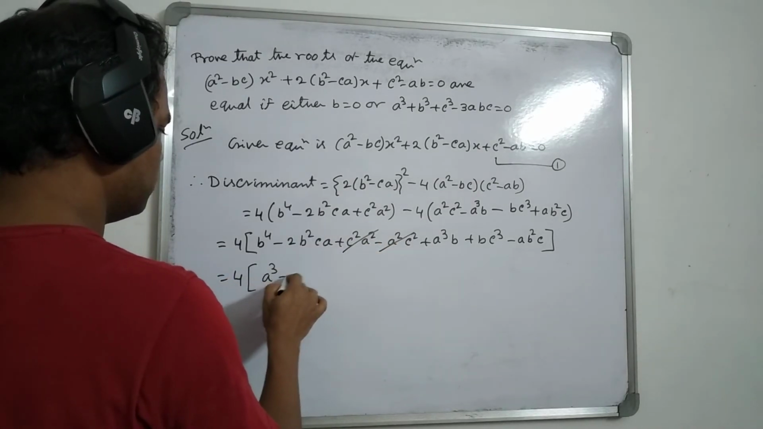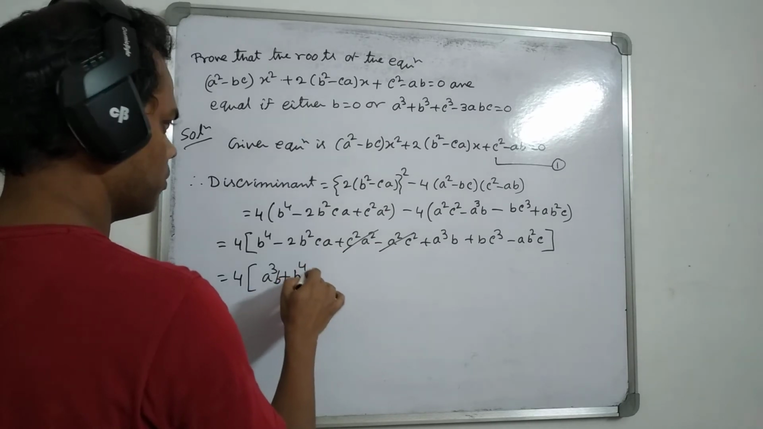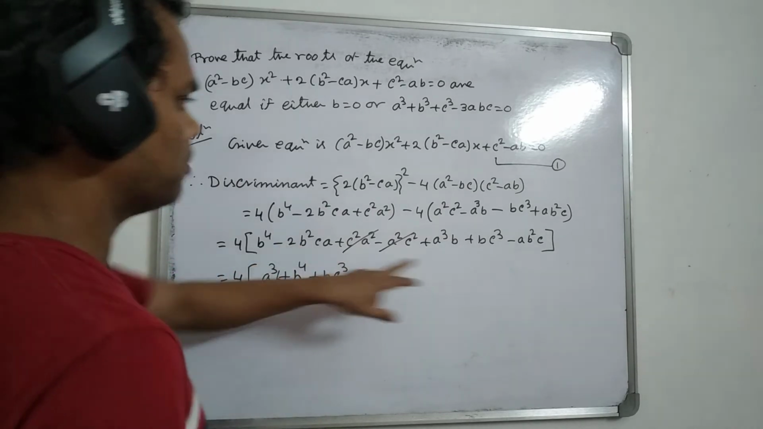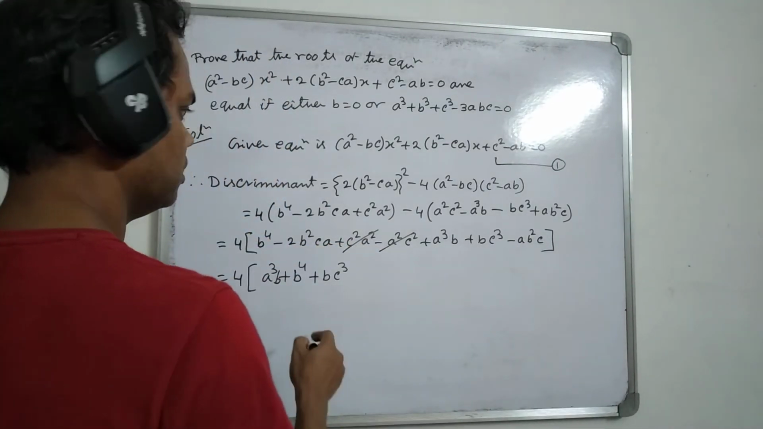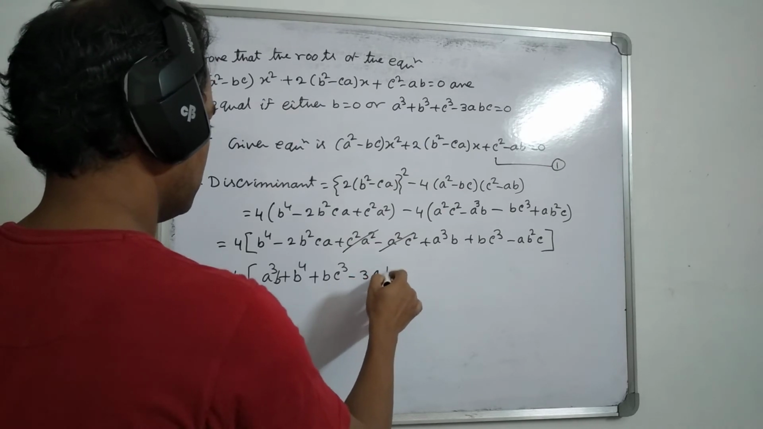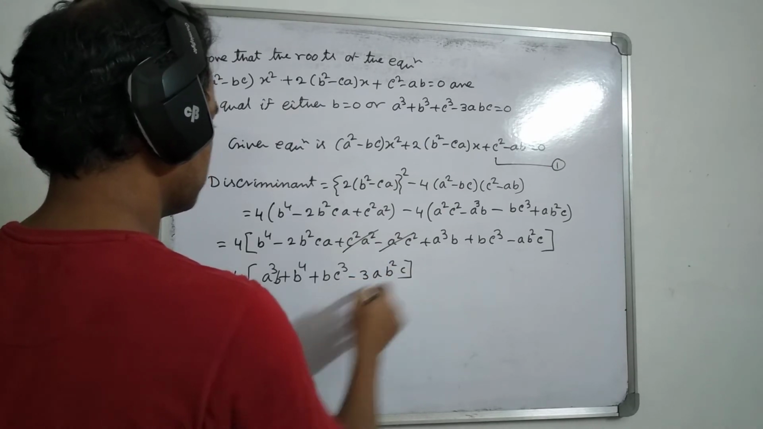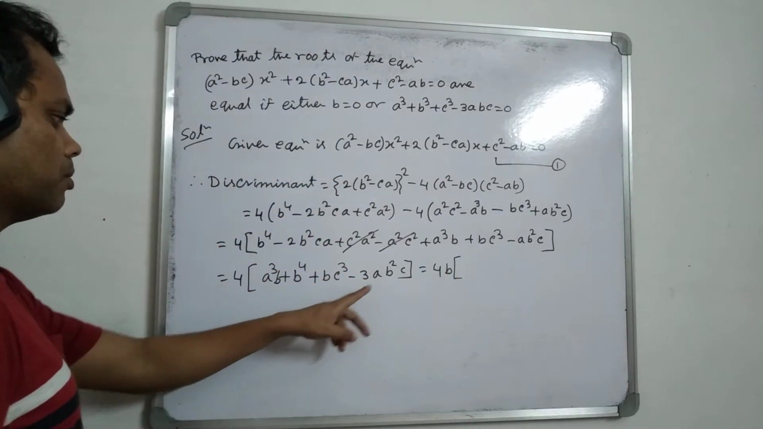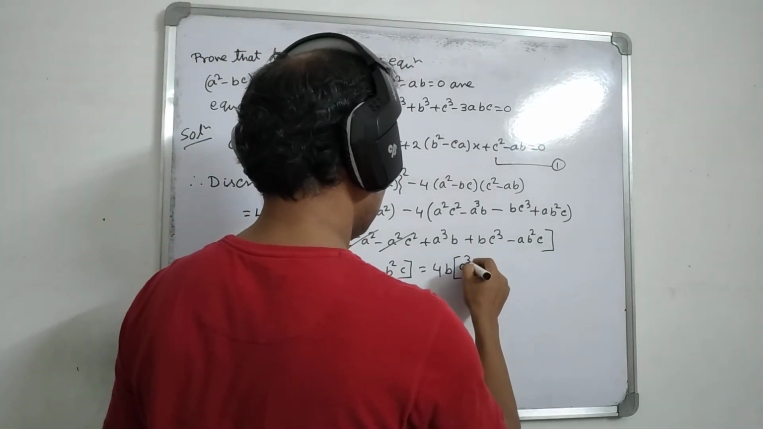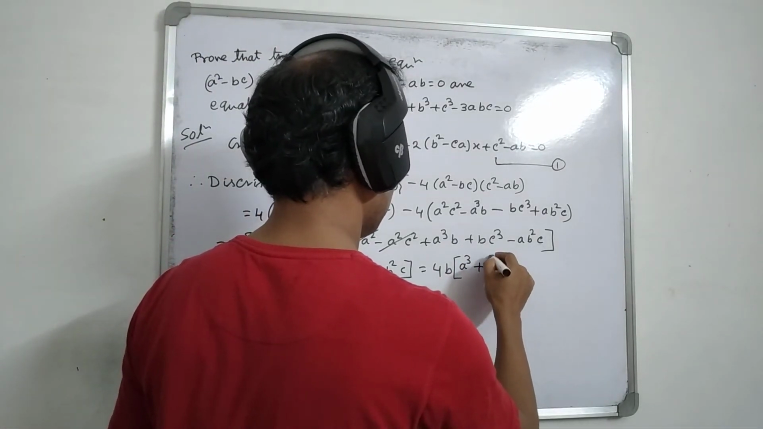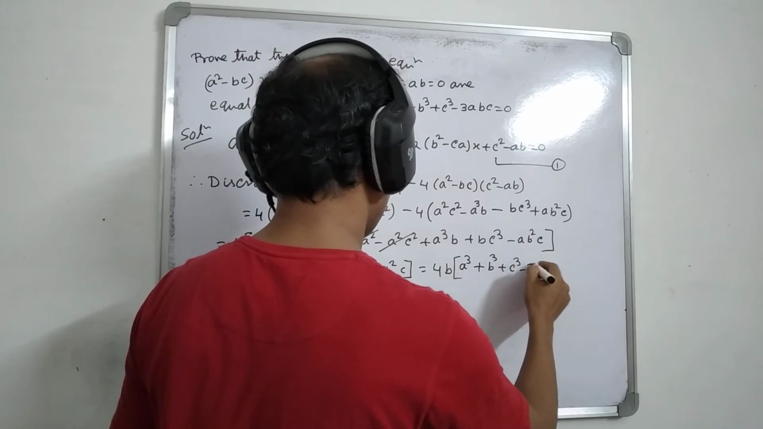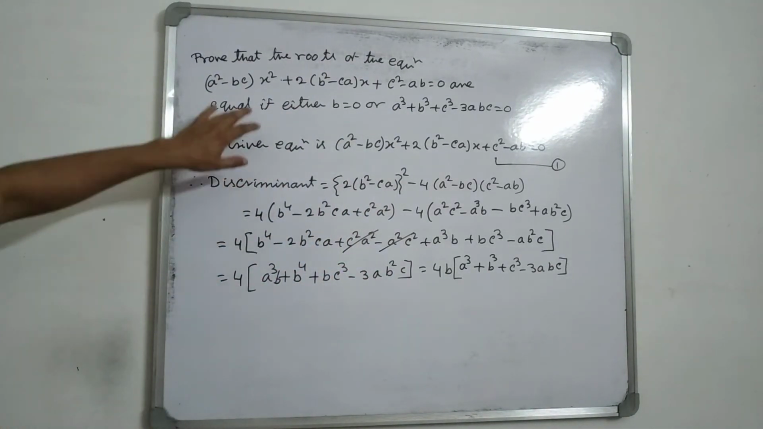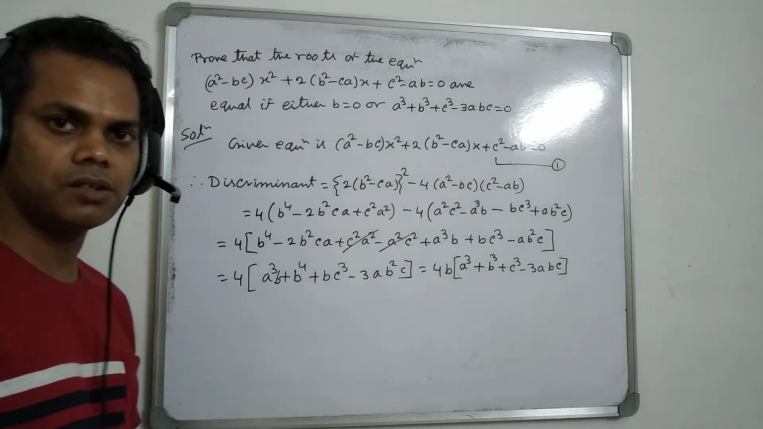So we have a³b + b⁴ + bc³ − 2b²ca − ab²c, so minus 3ab²c. Taking b common, within the bracket this becomes a³ + b³ + c³ − 3abc.